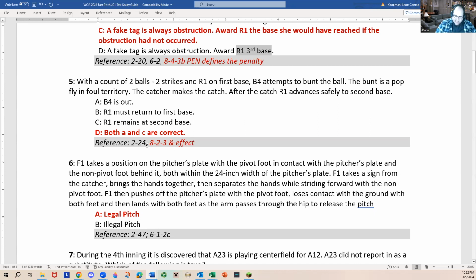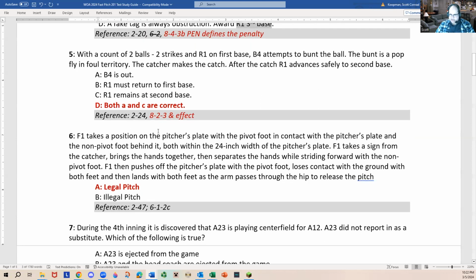And here you can see that 224 is a definition of, let me grab it here. They reordered things. 224 is a definition of foul ball and foul tip. So there, by the way, what I'm looking for in the rule book, definition of a foul tip. 823 and effect talks about the runners advancing. But B4 is out and R1 made it safely to second, gets to stay there.